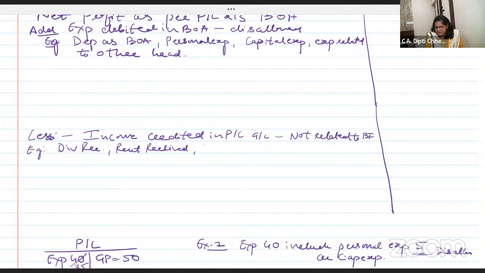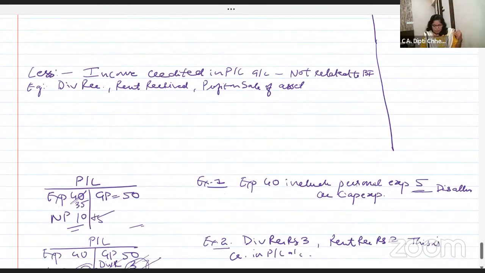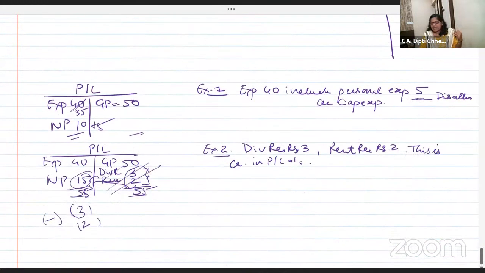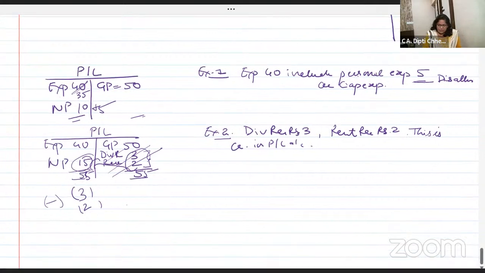Profit on sale of asset, I did say, what is it treated as? Short-term capital gain. Done? Correct, all of you? Right. So remove that income, reduce your profit from 15 and make it as 10. Is this clear to you?